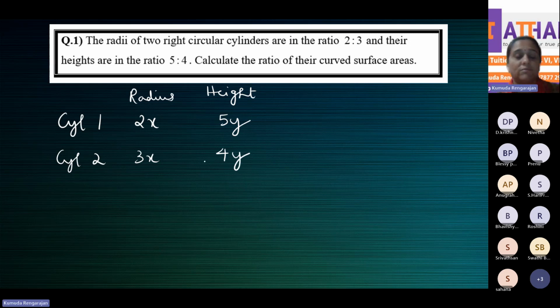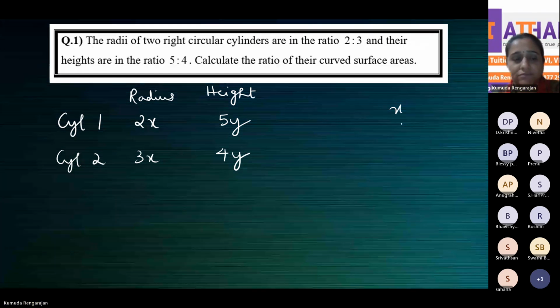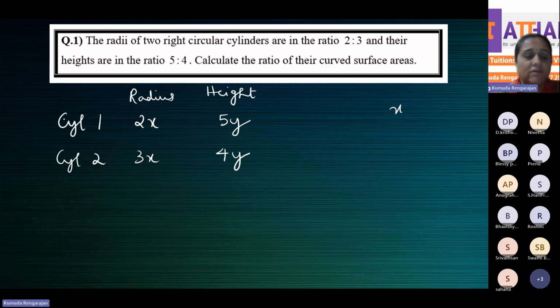You cannot use the same letter or the same variable x here. So for the first ratio 2:3, you have used x. Now for the other ratio 5:4, don't use x, use any other letter. Cylinder 1, cylinder 2, radius, ratios 2:3, so 2x, 3x. Heights, ratio 5:4, so 5y, 4y.